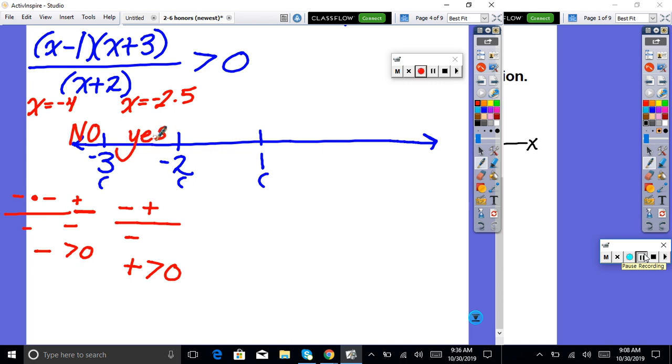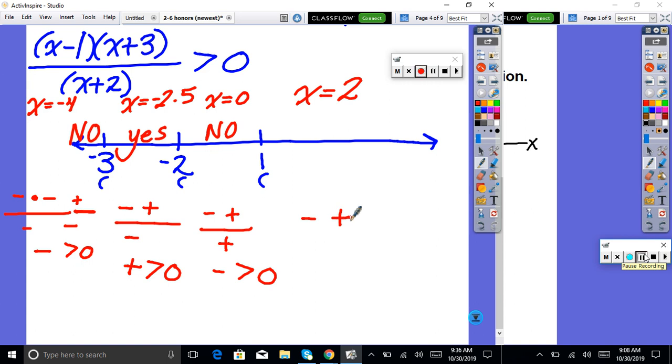We're almost there. So now let's plug in a value between -2 and 1. So x equals 0. If I plug in 0, I'm going to have negative positive divided by positive, which is negative. Is a negative greater than 0? No. Okay, awesome. Then x equals, this is a 1, let's plug in 2. So I'm going to have a negative, a positive. Nope, I had a positive, didn't I? If I plug in 2. Positive, positive, positive, which is positive. Is a positive greater than 0? Yes. All right, there's your answers, guys.